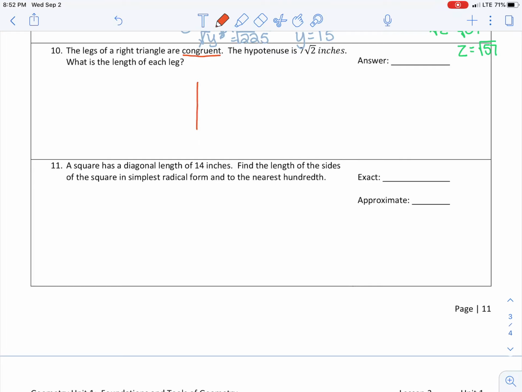So if we have a right triangle, sorry, my son's going down for bed tonight and he's kind of cranky.